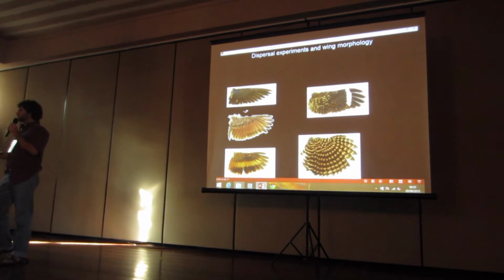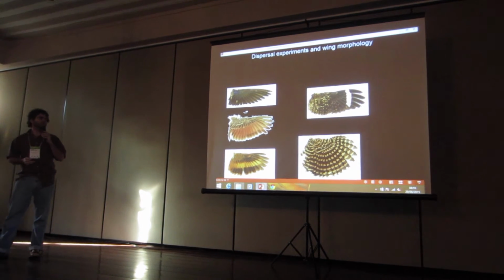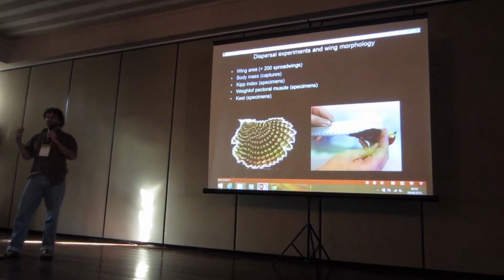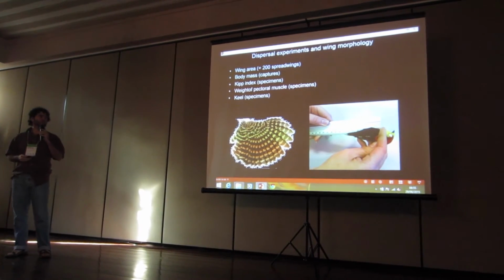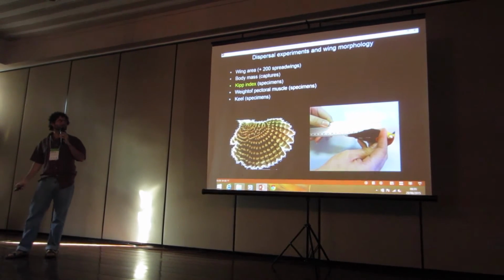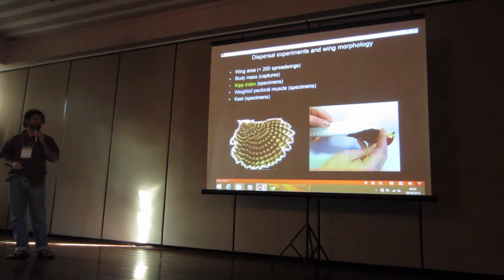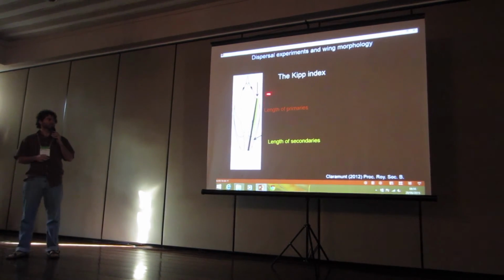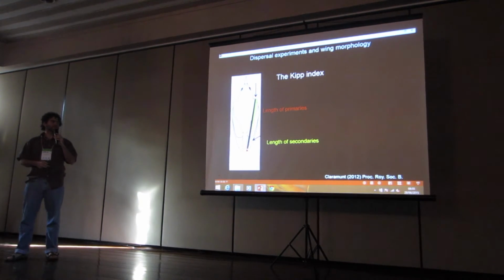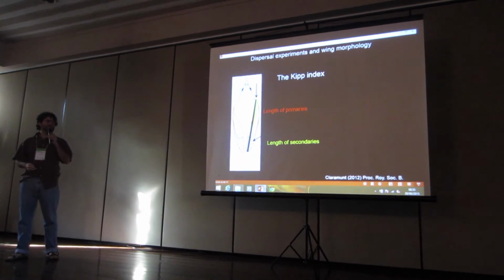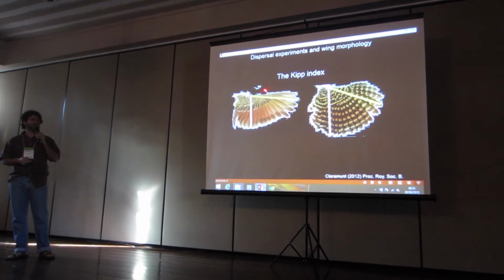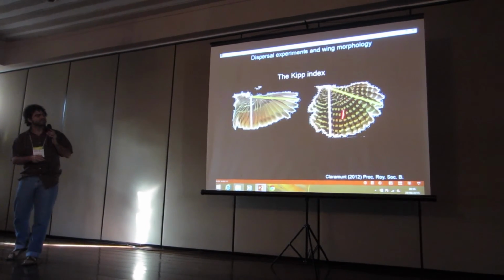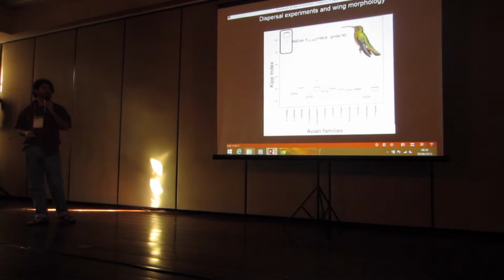So we went back to wing morphology, and obviously you see different shapes. We've been taking a bunch of measurements from the birds and from the wings, but now I want to draw your attention to the Kipp's index. Kipp's index is a simple measurement that can be taken on specimens, which measures the length of the primaries as opposed to the length of the secondaries. And this gives you an idea whether a wing is rounded or pointed.